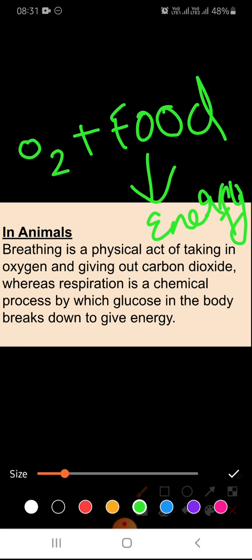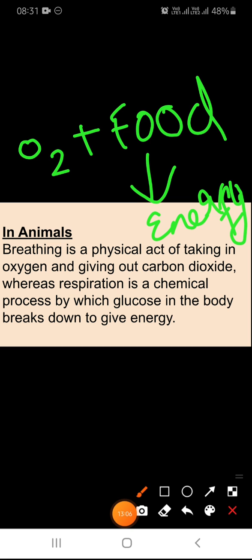Breathing. Is it clear? Breathing and respiration are not the same, they are two different terms. Breathing means inhalation of oxygen and exhalation of carbon dioxide, whereas respiration is a chemical process in which glucose, or we can say food in the body, is broken down with the help of oxygen to give energy. Is it clear? Okay, now let's move on.